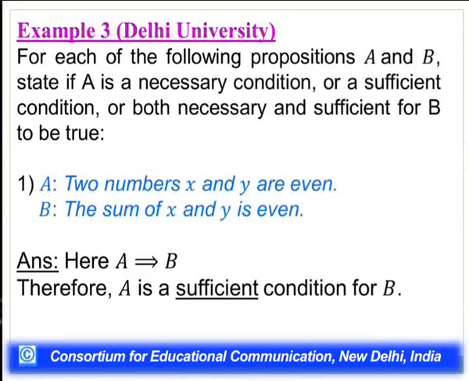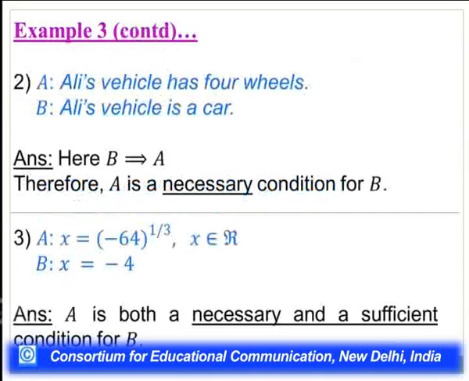However, the reverse implication will not hold, because you may have two numbers like 3 and 7 which are odd, but the sum is also even here. So in this case, your set B, proposition B, represents a larger set of possibilities. So A implies B, and therefore we say that A is a sufficient condition for B.